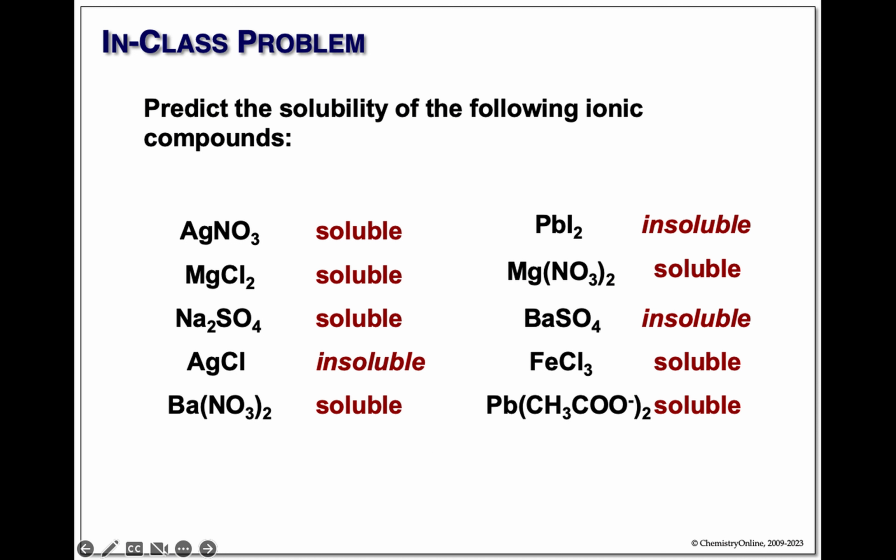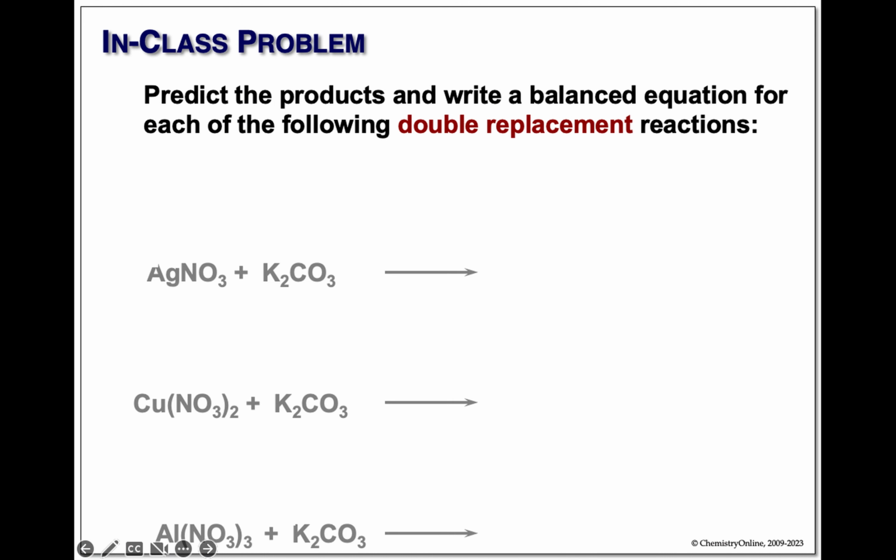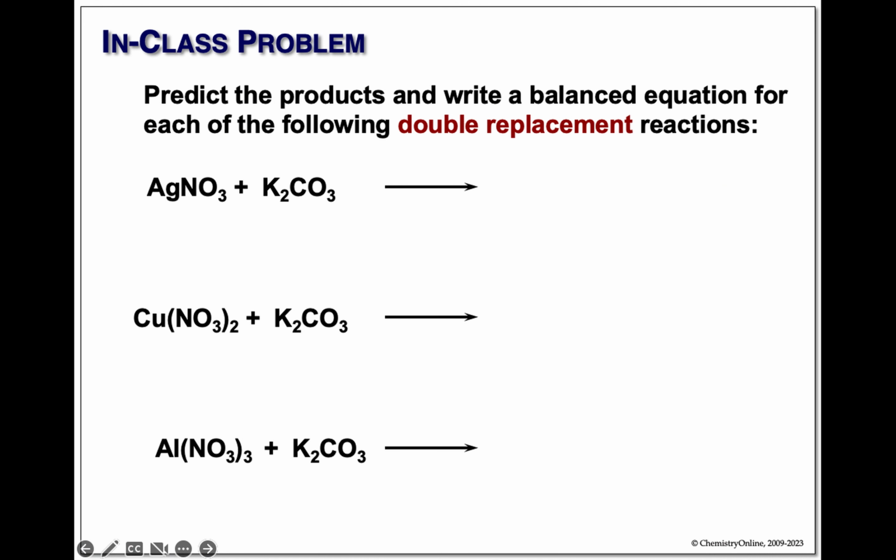Well, let's put all this good knowledge to use. These are double replacement reactions. What I'd like you to do is decide what the insoluble stuff is going to be. Write the ionic compound that stays in solution, and then balance the equation. I'll pause for a minute while you get started.